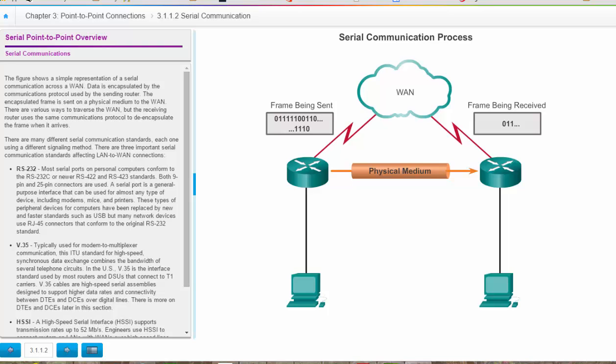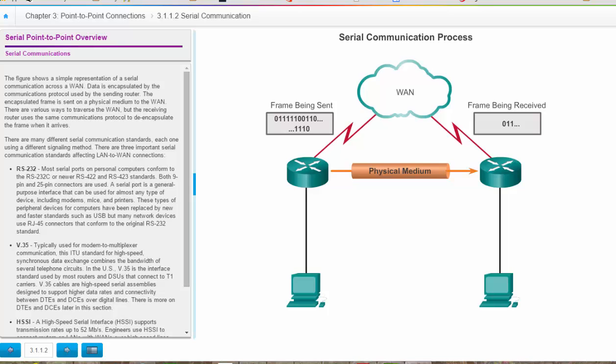RS-232 is found on most serial ports on personal computers. It conforms to the RS-232C or the newer RS-422 and RS-423 standards. Both 9-pin and 25-pin connectors are used. The serial port is a general purpose interface that can be used for almost any type of device, including modems, mice, and printers. So this is the serial port, the RS-232.